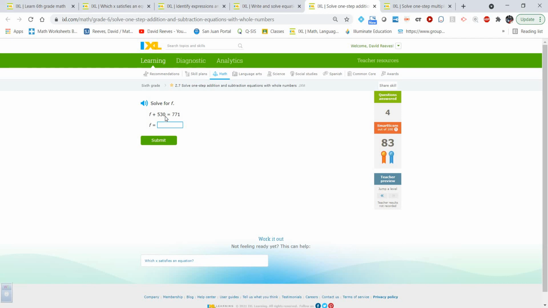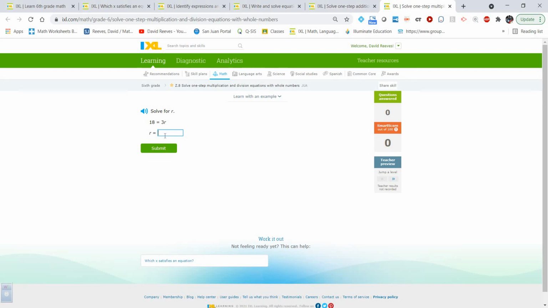This one I would subtract 530 from both sides. I'm going to go ahead and go on next to the next skill, though, because addition and subtraction, we've got that down. What about multiplying and dividing? All right, this says 3 times r is equal to 18. Well, what's the inverse of multiplying by 3? Dividing by 3. So I'm going to do 18 divided by 3, and I'm going to get 6.